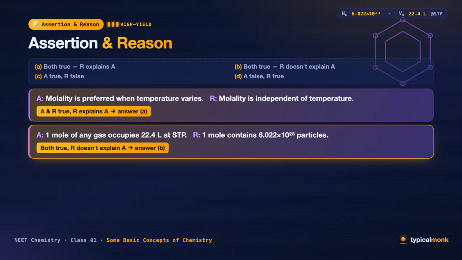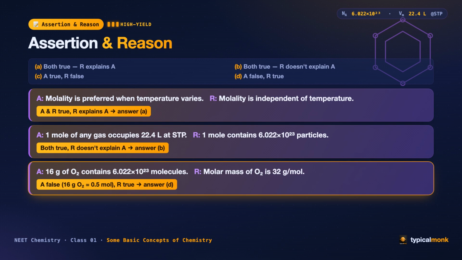Second one, assertion: 1 mole of any gas occupies 22.4 liters at standard temperature and pressure. Reason: 1 mole contains 6.022 into 10 to the power 23 particles. Both statements are true, no doubt. But pause. Does the number of particles explain the volume? No. The molar volume comes from Avogadro's law. Equal volumes of gases hold equal numbers of molecules, not from the size of the number itself. Both true, but the reason does not explain the assertion. Option B. This is the trap that catches John every time. 2 true statements that simply stand side by side.